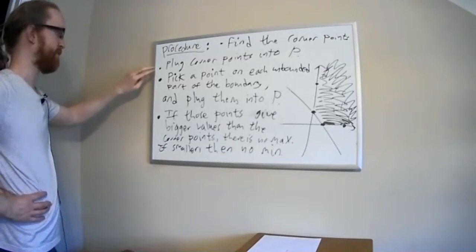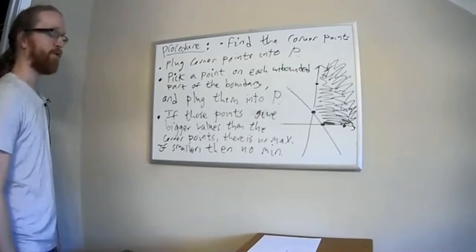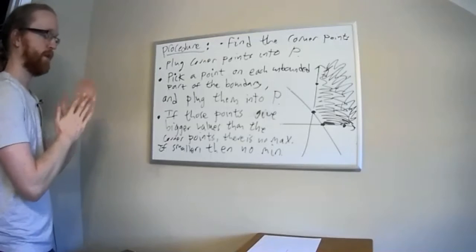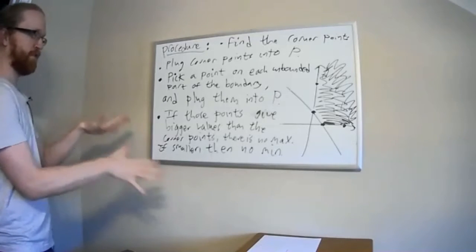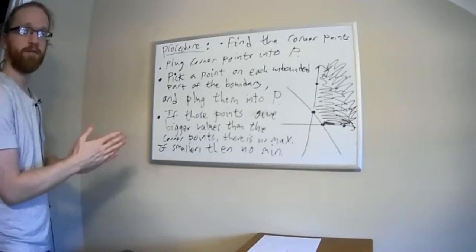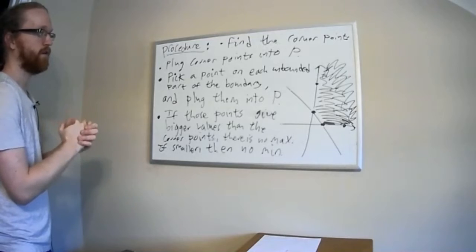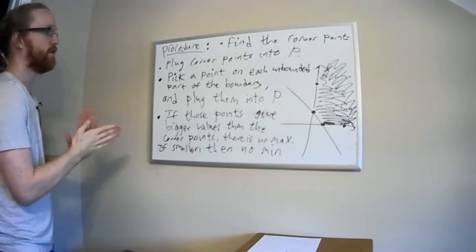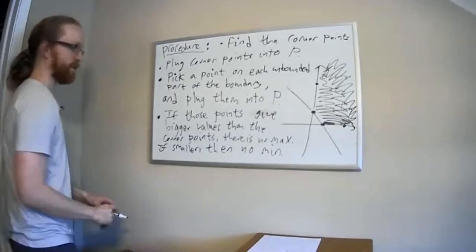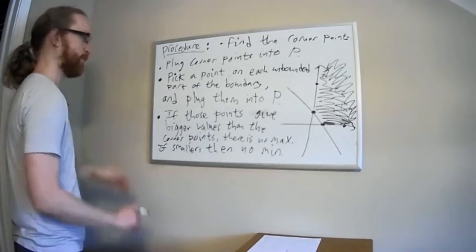We test the corner points, and then I pick a couple extra points on these unbounded parts, and I compare them to the corner points and see what happens. Okay, so I want to do an explicit example. I'll just stop and ask if there are any questions first before I do that. Okay, let's see an explicit example that'll hopefully make this a little clearer.